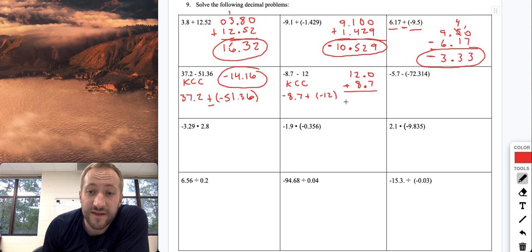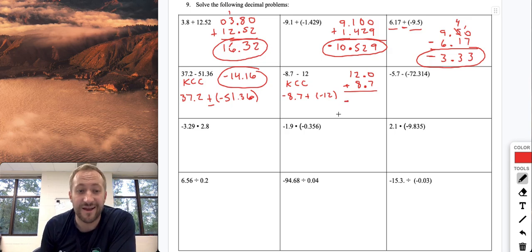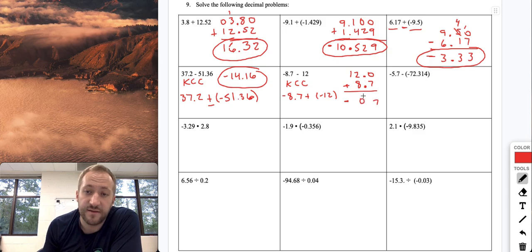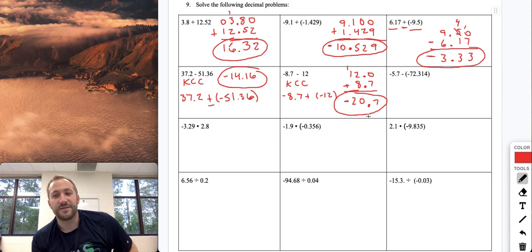I'm adding two negatives, so my sign in my answer is going to be a negative. So 0 plus 7 is 7, 2 plus 8 is 10, carry the 1. 1 plus 1 is 2. Then I'll bring the decimal down, and I get negative 20.7. Let's look at the next one.